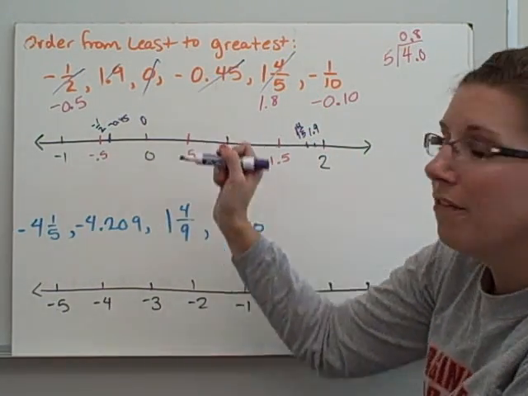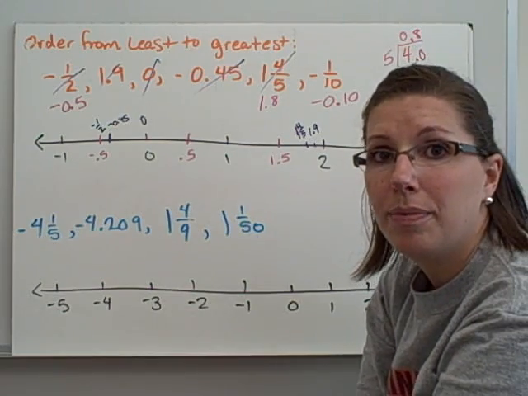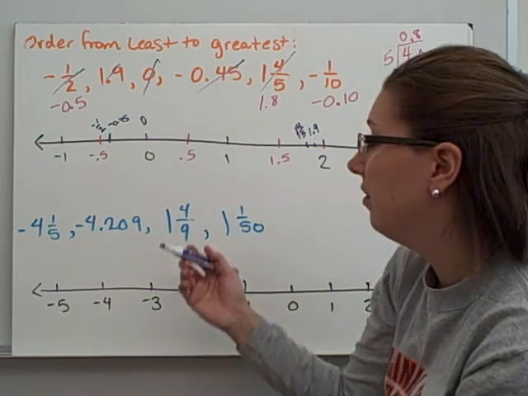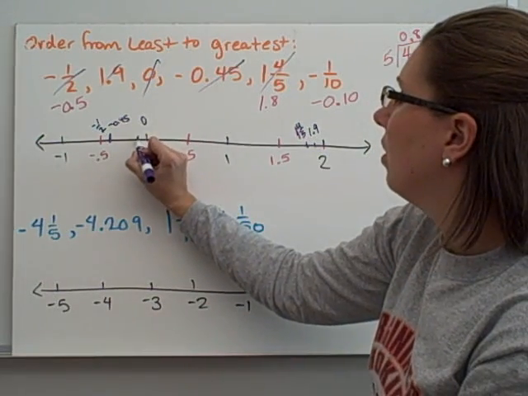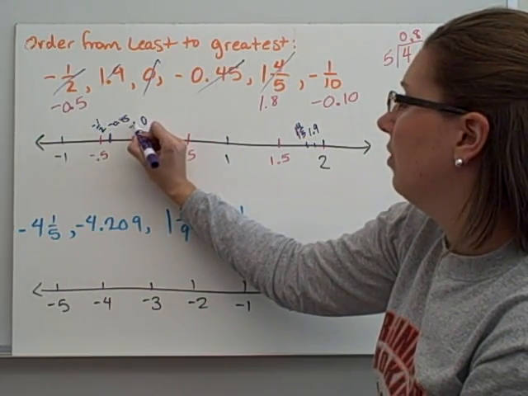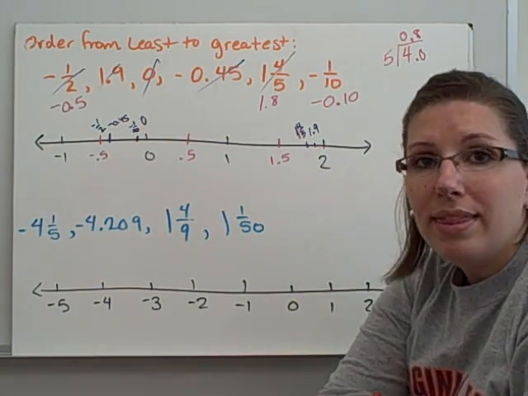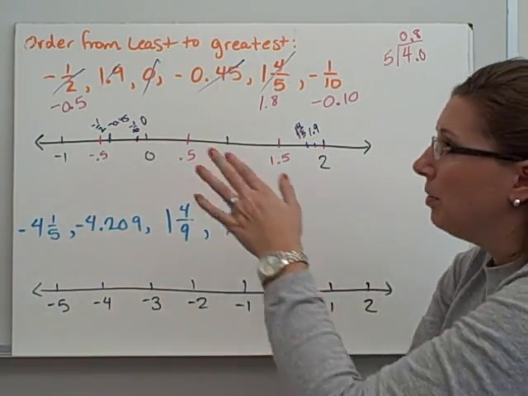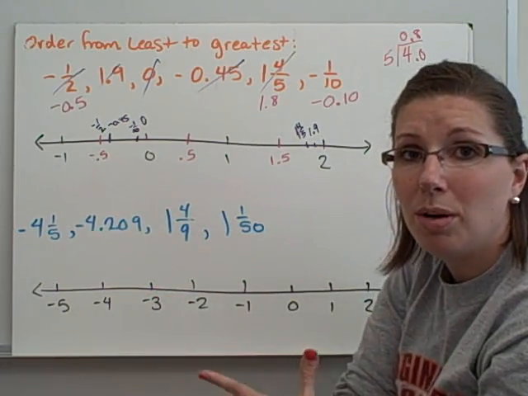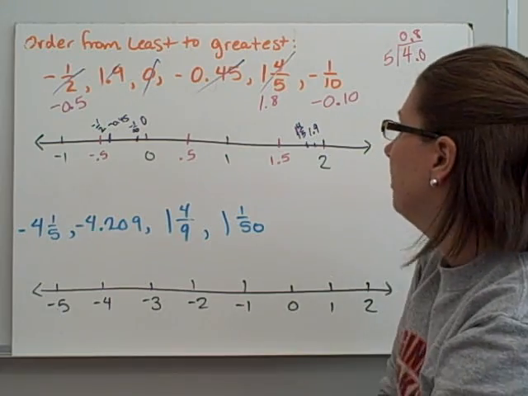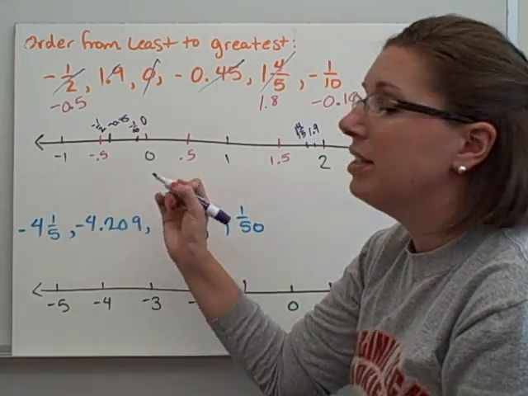-1/10 is very, very close to 0, but it's going to be on the left side of 0 because it's negative. It's going to be about right here, -1/10. I'm going to rewrite these numbers because, yes, they're on my number line and in order, but it's really hard to read, so I'll rewrite them so it's clear.